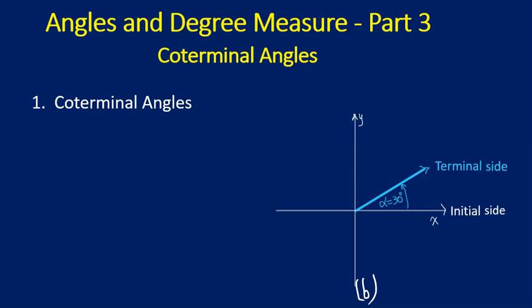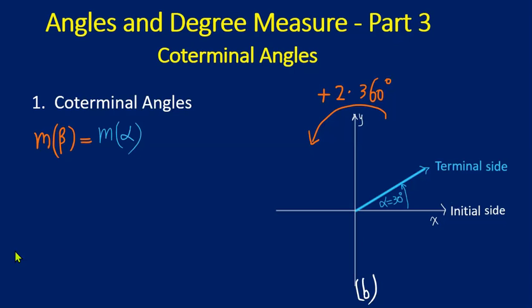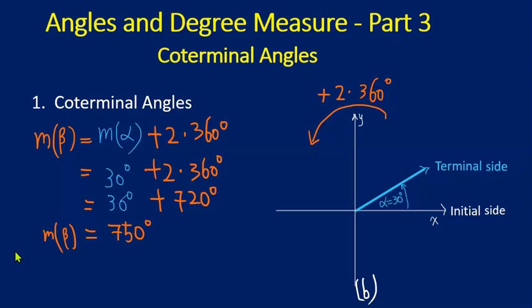In this scenario, we're going to continue to rotate in the counterclockwise direction, but we're going to rotate 2 full circles. So we'll be rotating in the positive direction, 2 full circles. So that'll be 2 times 360 degrees. So the measure of beta equals the measure of alpha plus 2 times 360 degrees. Let's replace measure of alpha with 30 degrees plus 2 times 360 degrees. That means 750 degree angle is a coterminal angle with 30 degrees.